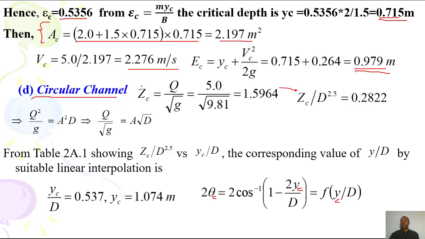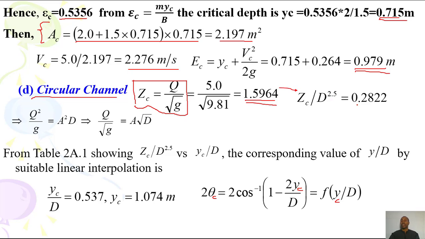Then the fourth problem is the circular channel. For the circular channel, this is just the critical flow condition, and we can apply this one. The section factor for critical flow condition for a circular channel is Q over square root of g. Once you find this one, then this result should be substituted into this one, Zc divided by D to the power of 2.5.